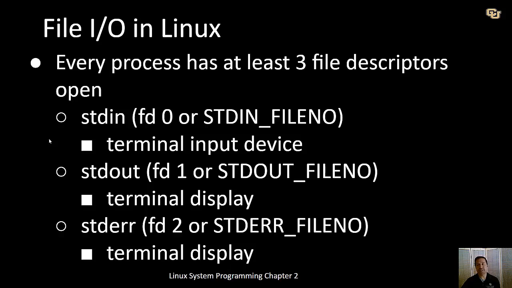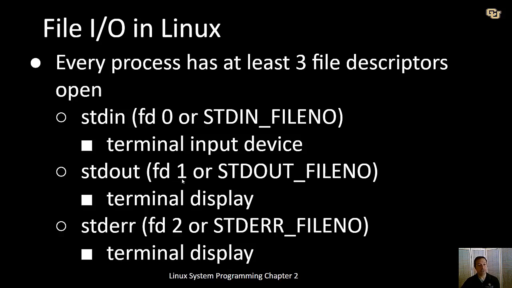Every process in Linux is going to have at least 3 file descriptors open when it was created, that is. The first is standard in, which is the standard input, and this is by historical precedent file descriptor 0. And so this is what your terminal input device is, if you're using the terminal to interact with your program. This is where you're going to be typing input in from the keyboard.